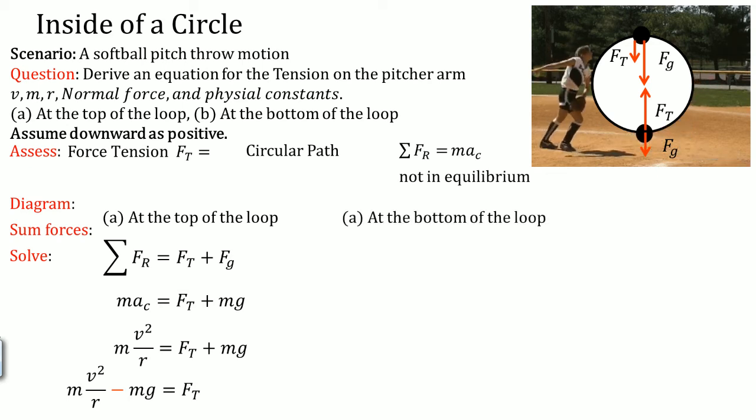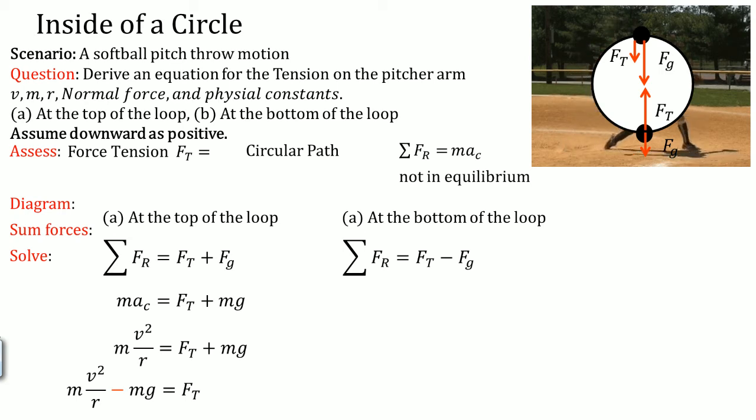At the bottom of the loop, it's the same equation. Summation of Fr is equal to Ft, but now it's a minus Fg. Why is it a minus Fg? Because force gravity is pointing down, it's away from the circle now. Okay, I corrected it. So, like I said, the downward position is positive. So the Fg here is positive, so it's plus Fg. Ft is going up, so it's a minus Ft. Good.